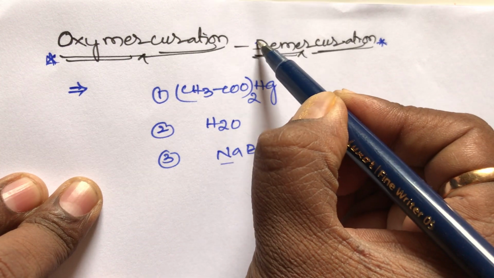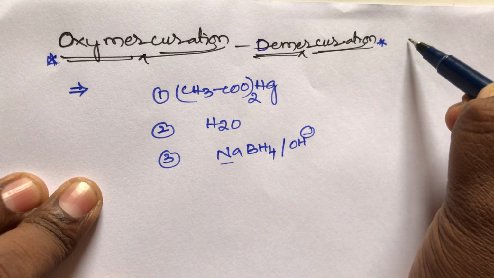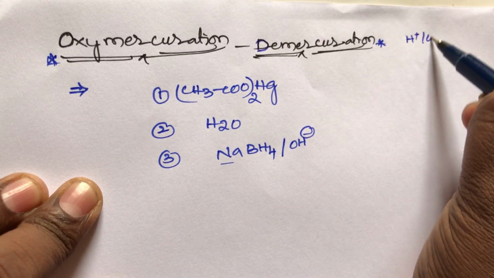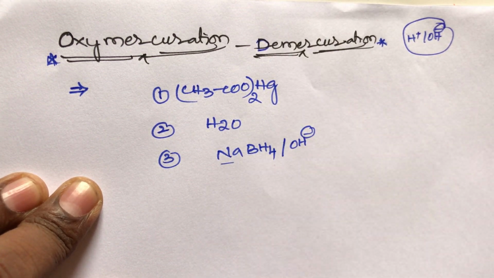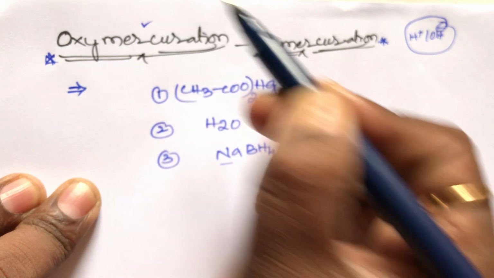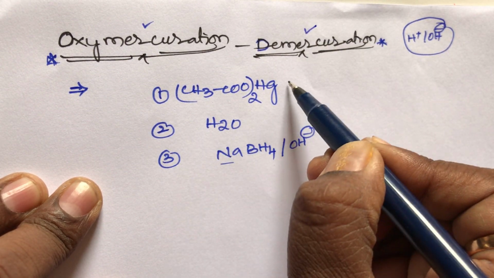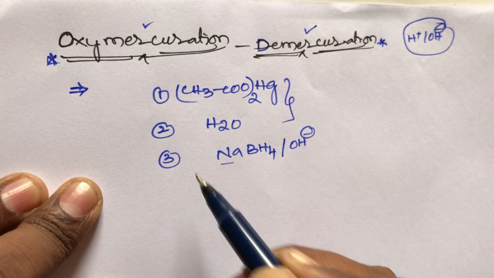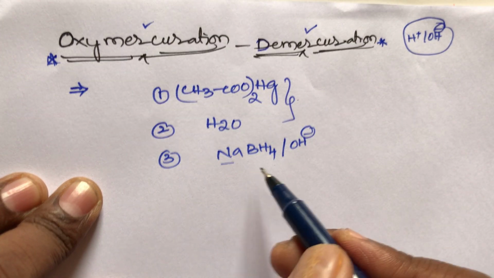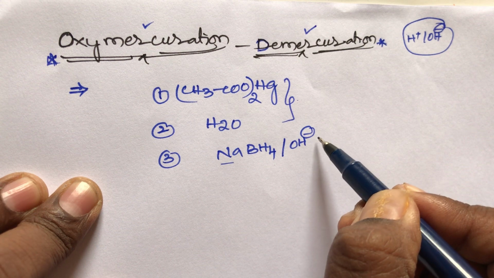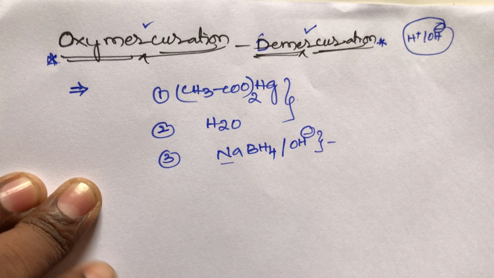Oxymercuration and demercuration is also addition of water. Simple addition of water means one H plus and one OH minus. So we have a two-step reaction. The first step is oxymercuration, where mercuric acetate and water participate, and the second step is demercuration, where sodium borohydride in the presence of basic medium OH minus participates. It is a two-step reaction, students.